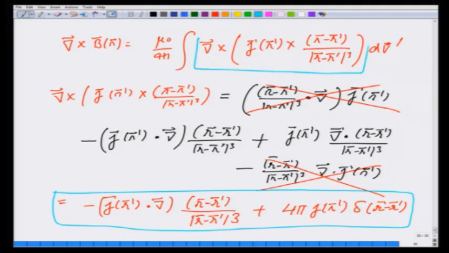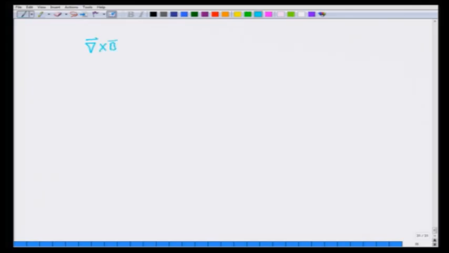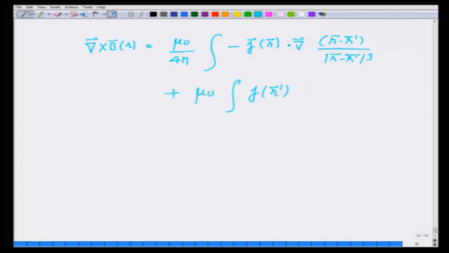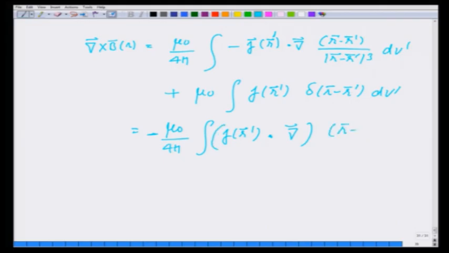This is this term. And therefore, I have curl of B at r is equal to mu 0 over 4 pi integration of minus j r prime dot del r minus r prime over r minus r prime cubed plus mu 0 integration j r prime, that 4 pi cancels, delta r minus r prime dv prime, which is equal to mu 0 over 4 pi minus outside j r prime, this is prime, sorry, dot del operating on r minus r prime over r minus r prime cubed dv prime plus mu 0 j r.